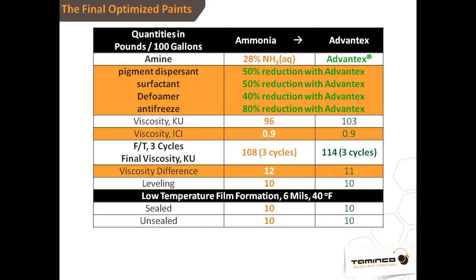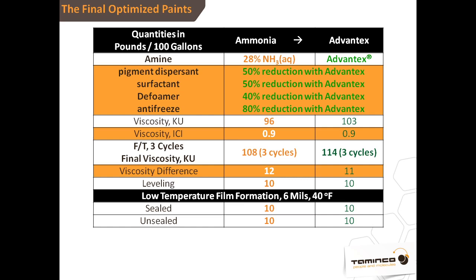And when we put all that together and summarize it with just a few basic paint performance numbers, we see that our new paint is just as functional as the old paint. So with all these reductions in pigment dispersant, antifreeze, defoamer, surfactant, etc., we still have a very functional paint. We can pass low temperature film formation tests, it has good leveling, and the viscosity difference after 3 freeze-thaw cycles is only 12 Krebs units by Stormer viscosity. So that's one example of where a functional AAA can take the place of a simpler, more hydrophilic neutralizing base and result in economic benefits. It can result in a cheaper paint formula overall.